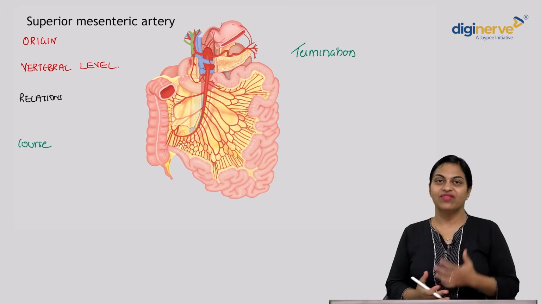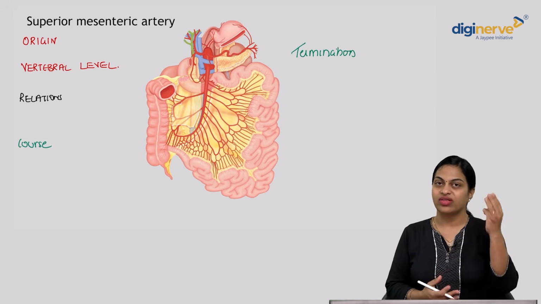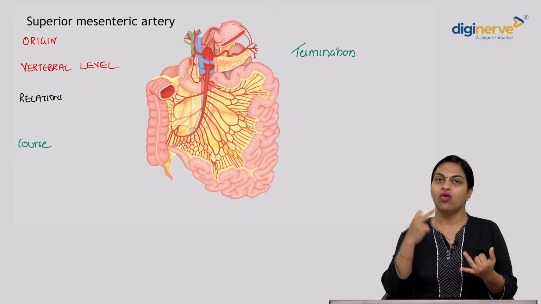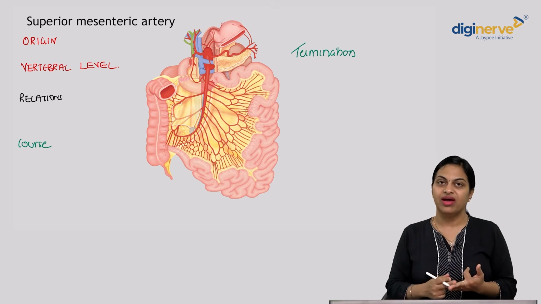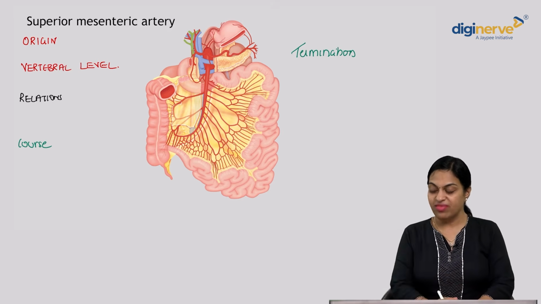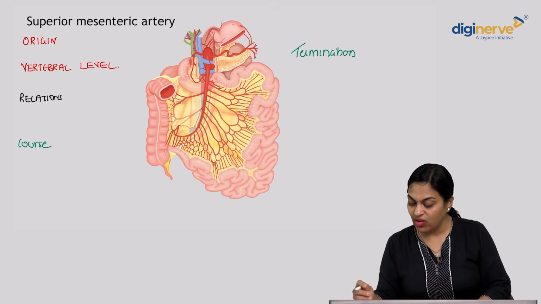Now, we have completed the celiac trunk. What are the three branches of it? The left gastric artery, common hepatic artery, and the splenic artery. Moving on to the artery of the midgut, the superior mesenteric artery. Can you identify the origin of the superior mesenteric artery here?